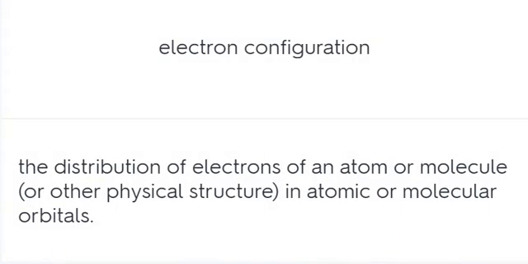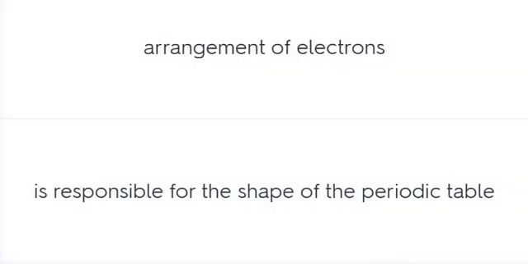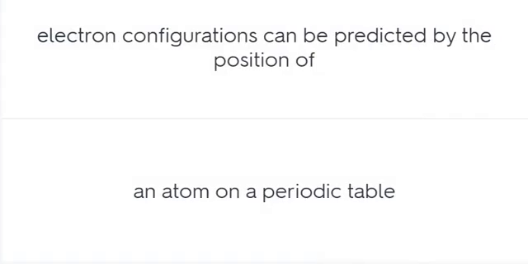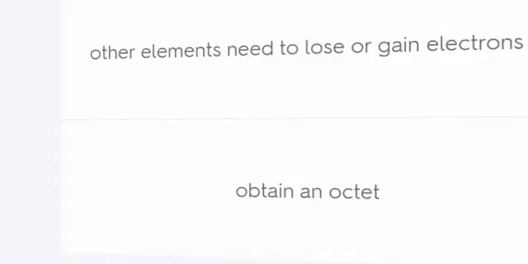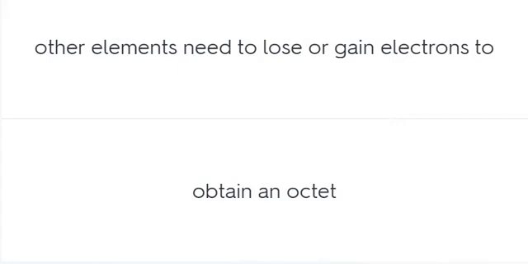Electron configuration. The distribution of electrons of an atom or molecule in atomic or molecular orbitals. Arrangement of electrons is responsible for the shape of the periodic table. Electron configurations can be predicted by the position of an atom on the periodic table. There is a relationship between the electron configuration of an element and its resulting chemical and physical properties. Other elements need to lose or gain electrons to obtain an octet.